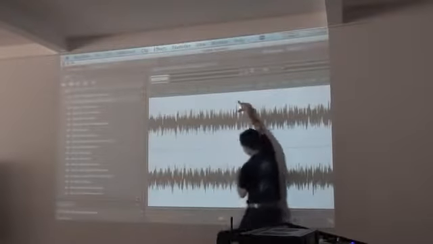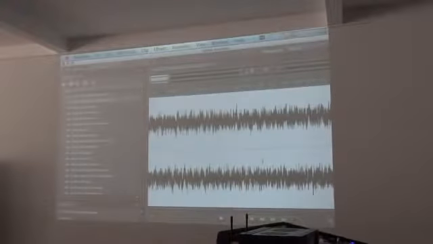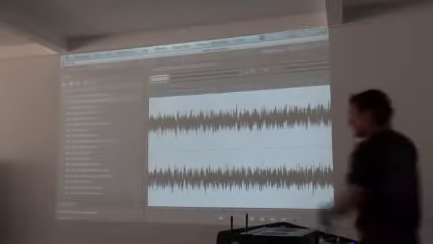Here this is not here. Here it matches. This means these are two different recordings of pink noise.